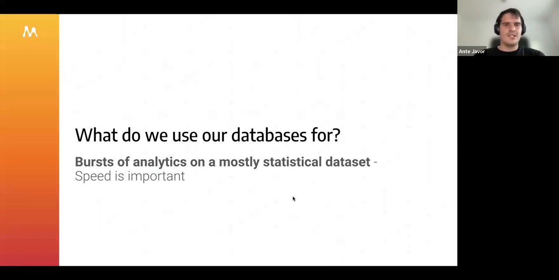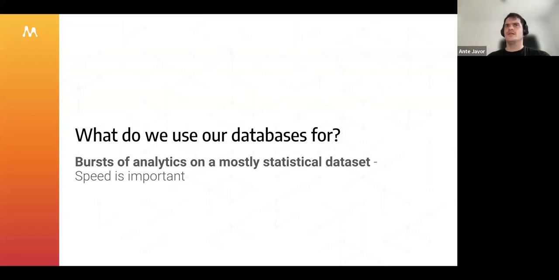So we started this presentation with the question, what do we use our database for? The storyline so far has been mostly about having the database as a source of truth that contains good data integrity and good data consistency. But what happens if you want a burst of analytical analysis on mostly statistical data sets, where speed is quite important, and not so much the correctness of the data that you have in the database?